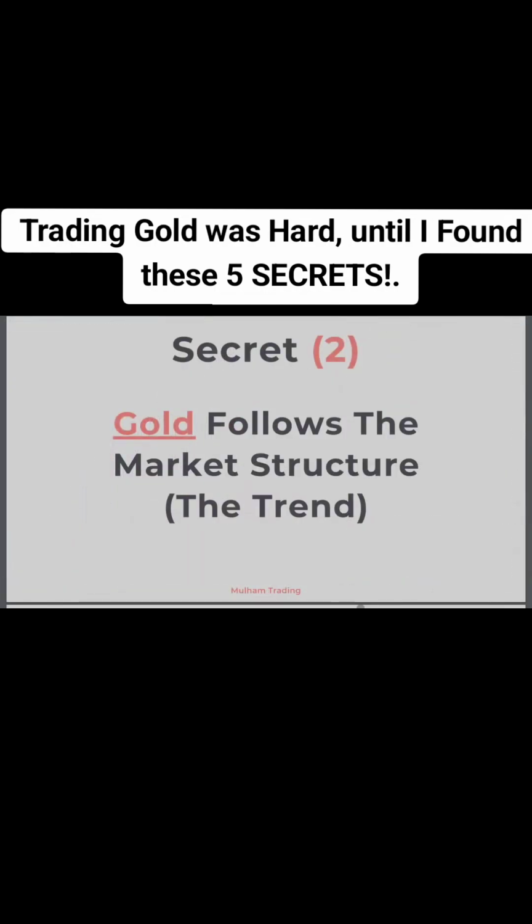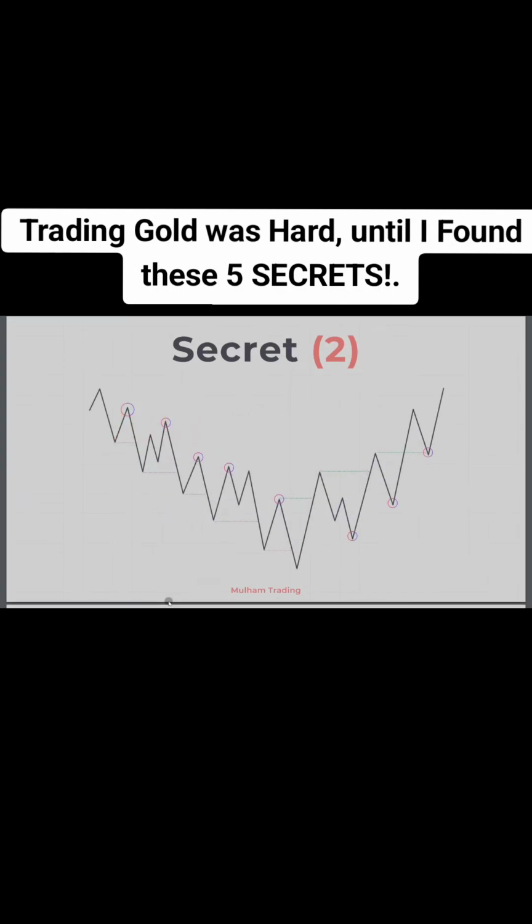Secret number 2, gold follows the market structure more than any other pair I know. And when I talk about market structure, I'm talking about the trend. It actually shows us what the trend is. Now, market structure can be full of traps, but in gold, it has fewer traps, especially for the market structure. Now, before getting into the secret, if you are not familiar with how to identify and map your market structure, I don't have a full video about this. It's called Market Structure Masterclass, and you can just look it up on YouTube or I'll leave it in the description.